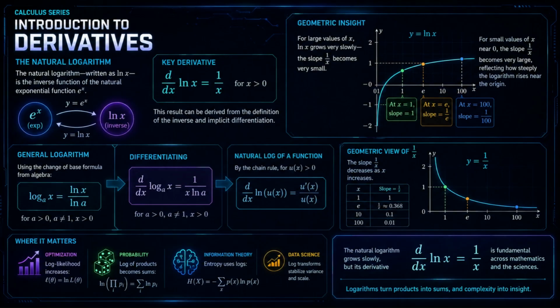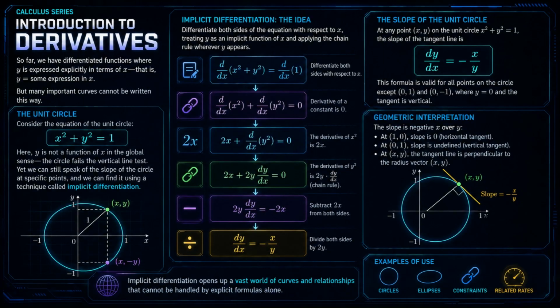To differentiate a general logarithm with base a, written log base a of x, we use the change of base formula from algebra. Log base a of x equals the natural log of x divided by the natural log of a. Differentiating, d over dx of log base a of x equals 1 over the quantity x times the natural log of a. When combined with the chain rule, the derivative of the natural log of u of x is u prime of x divided by u of x. This form appears constantly in optimization, probability theory, and information theory, where logarithms are the natural language.